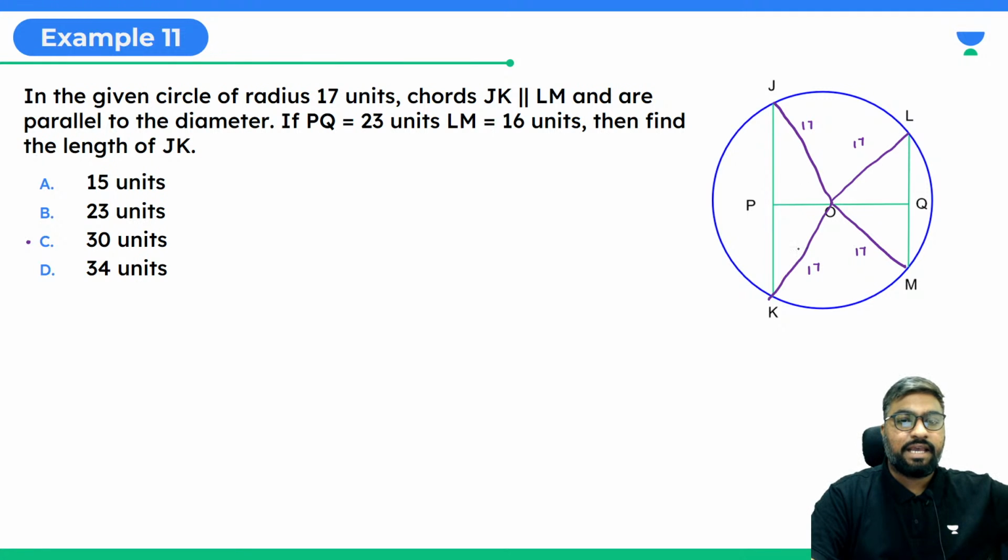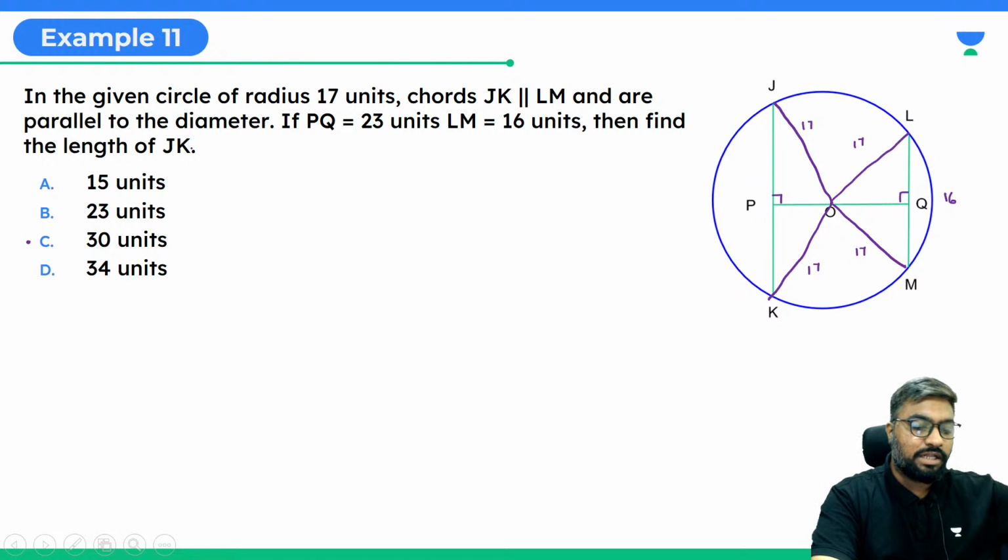Next they're saying JK and LM are parallel to the diameter. So if a line passes through the diameter, then this has to be perpendicular, correct? So this is 90 degrees. Next it's given PQ is 23 units. This entire PQ is 23 units and LM is 16. This is 16, this is 23. Okay. They're asking us to find the length of JK.